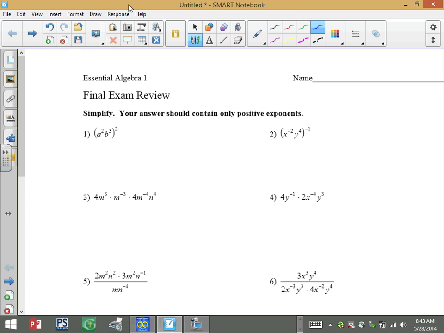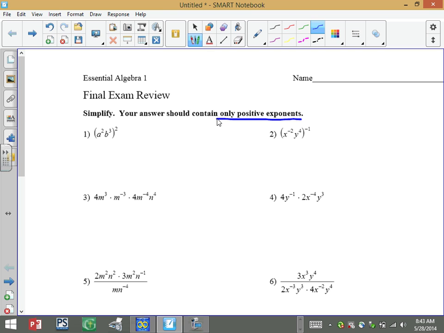All right, so we'll take a look at the final exam review for you guys. First thing, we're looking at some of the exponent work we've done in class. So read the instructions carefully, and we're going to go ahead and simplify these. Notice we should only have positive exponents. So in this very first one, we don't have to worry about any kind of negative exponents.